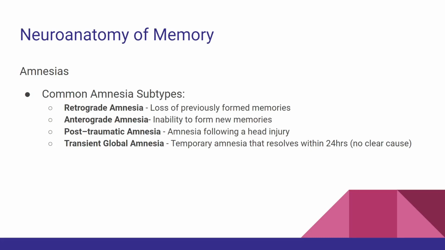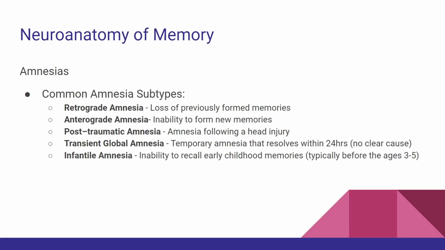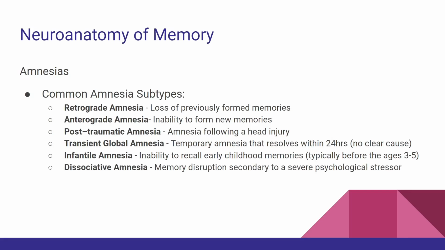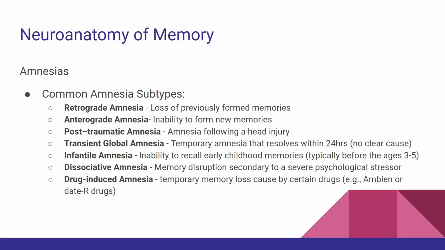Transient global amnesia, which is a temporary amnesia that usually resolves within 24 hours and there's no clear cause. Infantile amnesia, which is the general inability to recall early childhood memories. That's normal for adults to experience. Dissociative amnesia, which is memory disruption secondary to a severe psychological stressor rather than physical damage to your brain. And drug-induced amnesia, which is temporary memory loss as a consequence of certain drugs. Things like Ambien or DATR drugs can cause this.